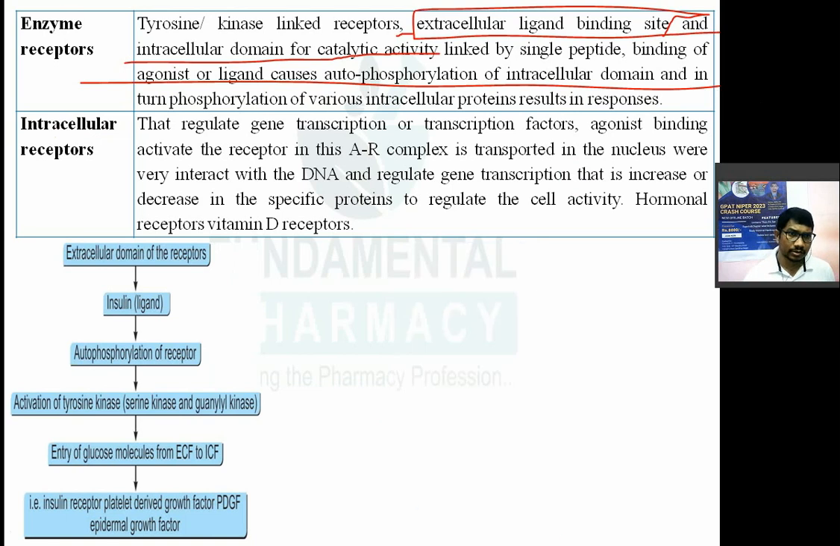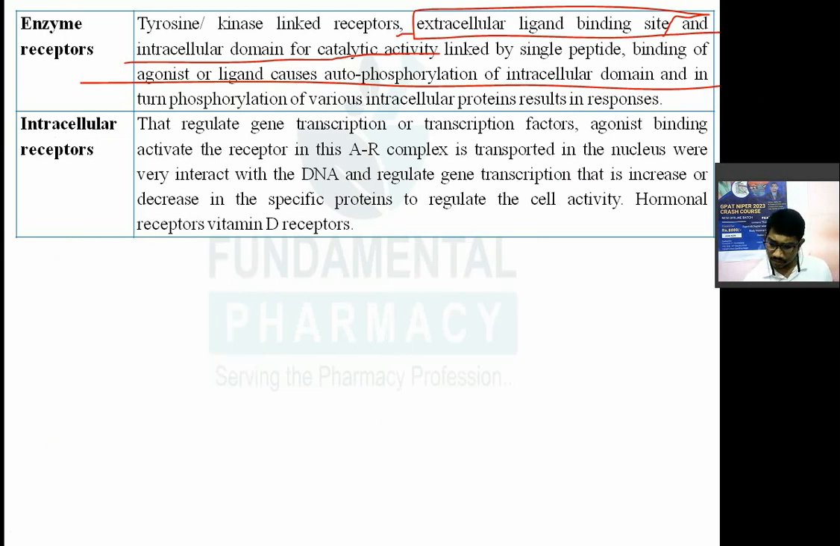Fourth type of receptor is nothing but the intracellular receptor. Now it is known as a hormonal receptor, or receptor that regulates gene transcription factors. Now agonist or drug, जो भी agonist drug होगा, इसको जो एक्टिवेट करेगा वो क्या करेगा? It will activate the receptor, and this agonist receptor complex is transported in the nucleus and will interact with the DNA and regulate the gene transcription.